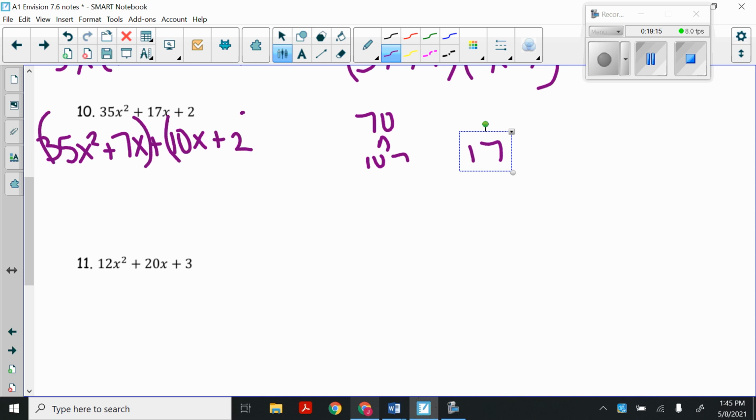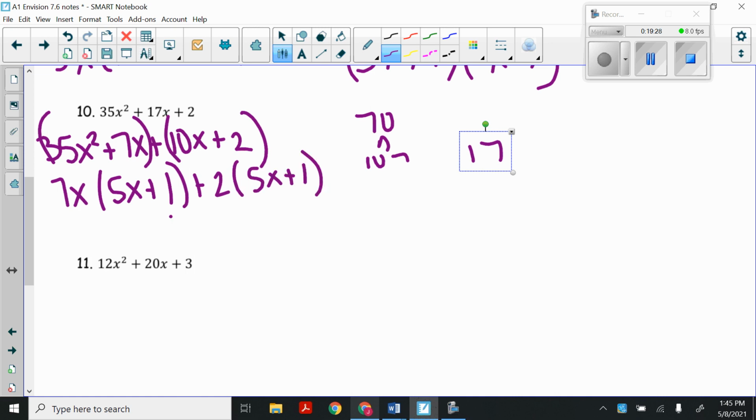Group them. 35x squared and 7x, I can pull a 7x out, and I'm left with 5x plus 1. 10x plus 2, I can pull a 2 out, and I'm left with 5x plus 1. Combine my GCFs, 7x plus 2, and my 5x plus 1. And that is my answer.